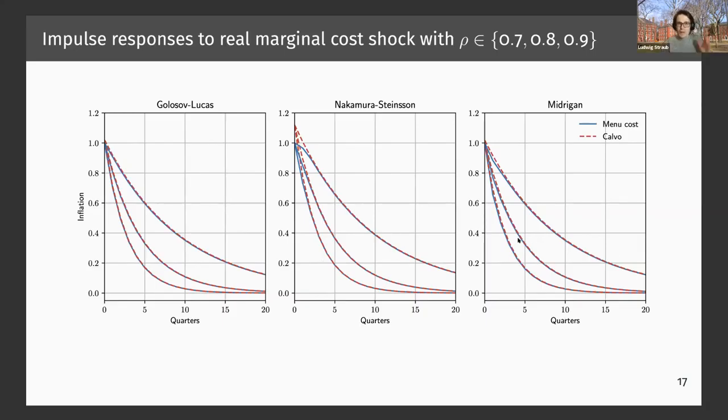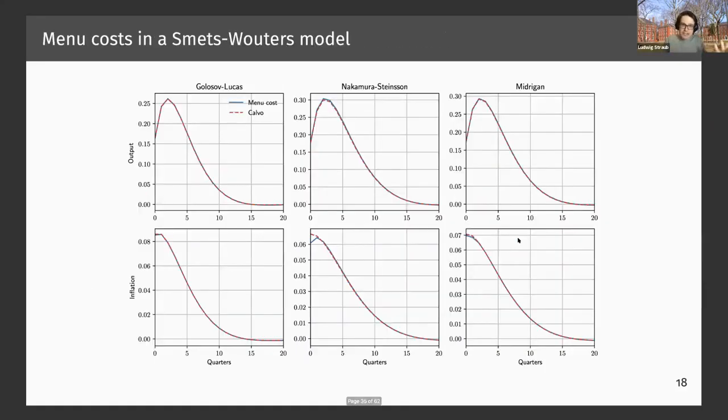And so at the end of the day, if I want to work with these menu cost models, all I need to know is what is the approximating Calvo model, and I can throw that into my preferred model. For example, here we do this for a Smets and Wouters model. I can throw that into the Smets and Wouters model, and then I would have, in this case, the first Smets and Wouters model that actually has menu cost pricing in it.